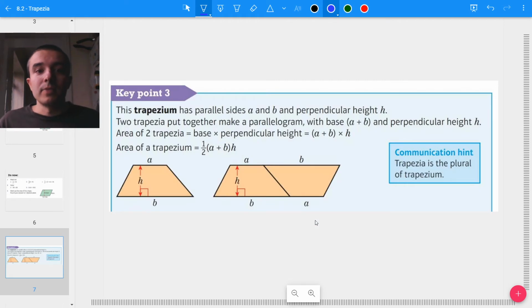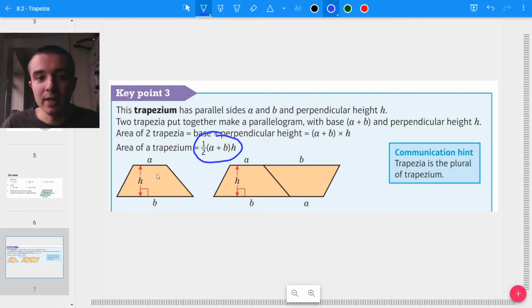Now, today we are looking at how to find the area of a trapezium. A trapezium can be considered half of a parallelogram. Actually, I'm not going to do the whole demonstration, so just remember this. The area of a trapezium is a half times a plus b, where a and b, in any order, it doesn't matter, are the two parallel sides.